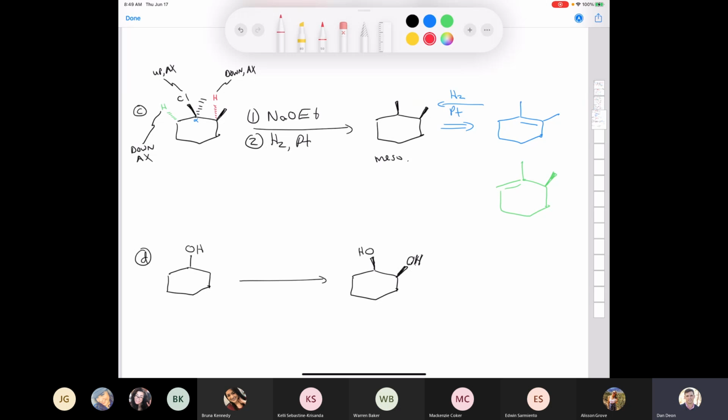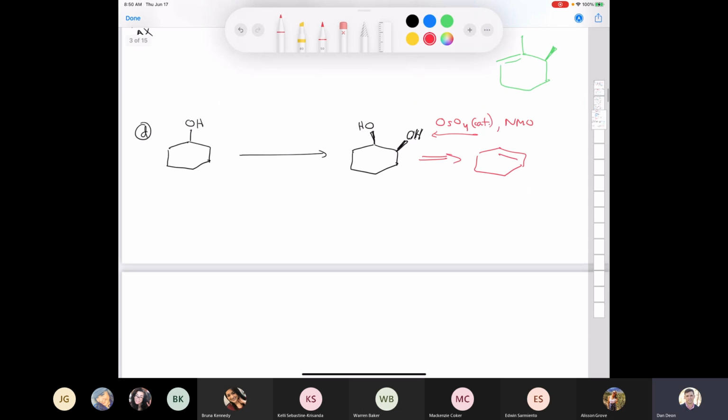Anyhow, I think the retrosynthesis here, you've probably all got this figured out. All I need to do is make cyclohexene, and then I just do a syn dihydroxylation. So I could use osmium tetroxide, a catalytic amount, and then NMO is my co-oxidant.